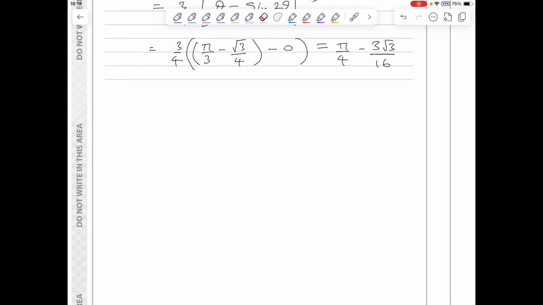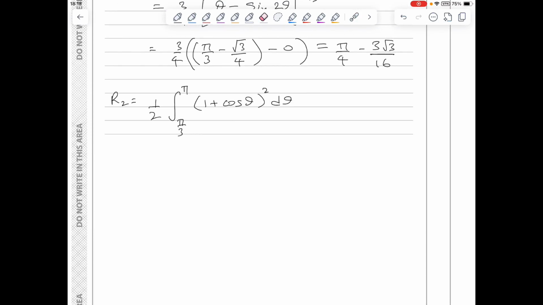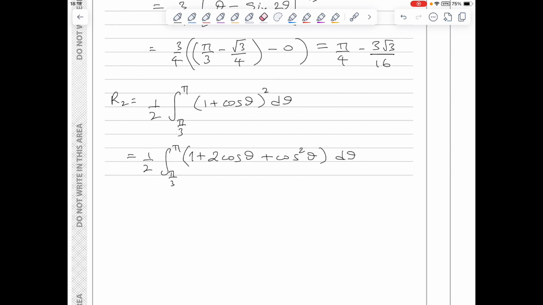Let's do the same for R2. If you substitute R as 1 plus cos theta, you get this one. Let's expand. This will give me 1 plus 2 cos theta plus cos squared theta.